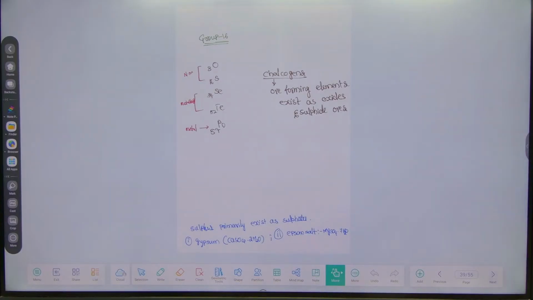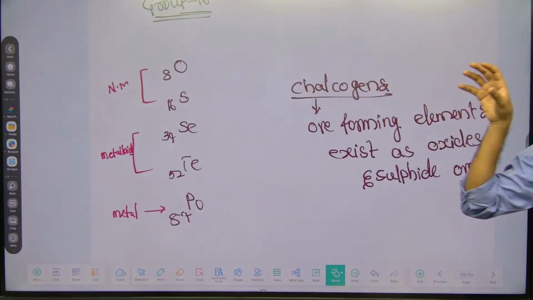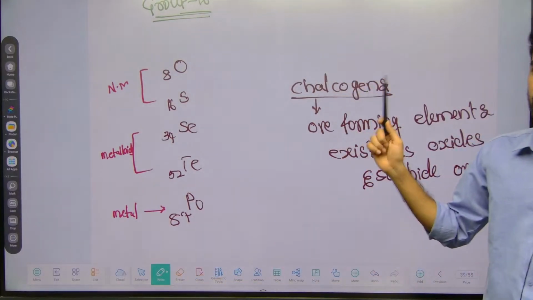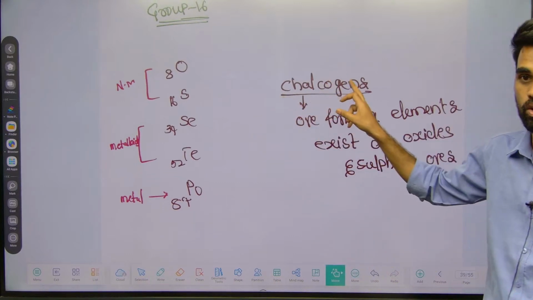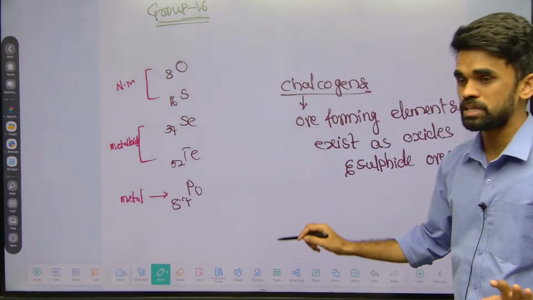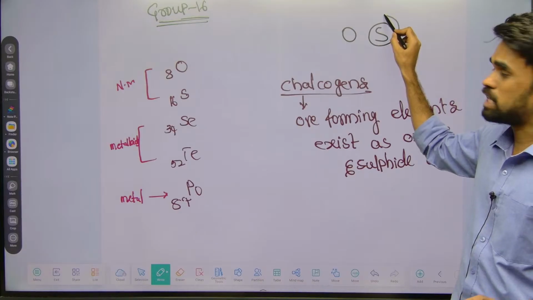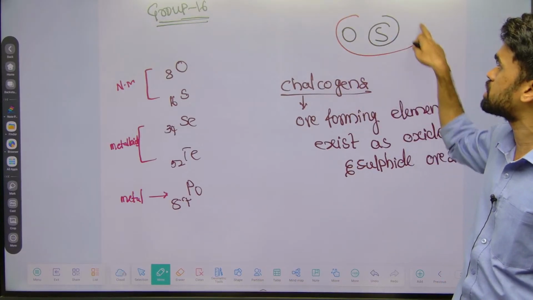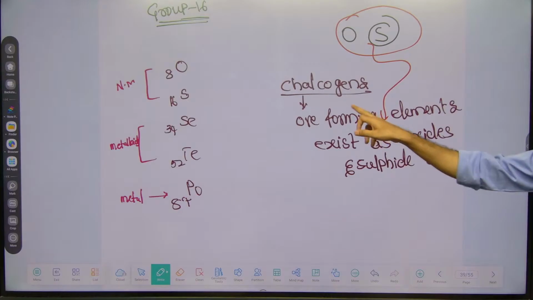Group 16 is there. What are the elements in group 16 we have? Oxygen, sulfur, selenium, tellurium, polonium. We can also call group 16 elements chalcogens. Chalcogens means what? Ore forming elements. Because most of the ores, if you see, are either oxides or sulfides. That's why most of the ores exhibit either oxides or sulfides. That's why we are calling these elements chalcogens. Chalcogens means ore forming elements.